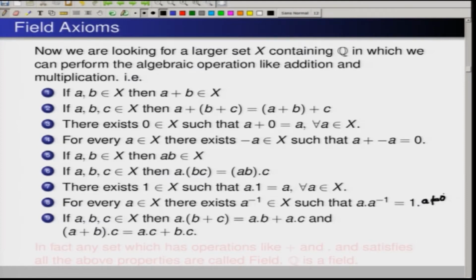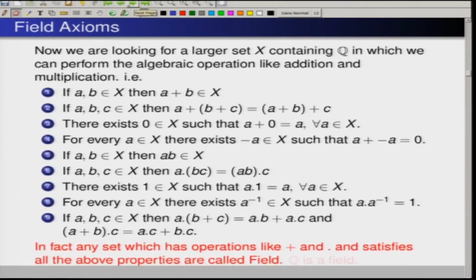and now we have two operations, one is addition and one is multiplication. So, addition and multiplication should respect each other. a into (b plus c) is equal to a into b plus a into c, that is the distributive law, and (a plus b) into c is equal to a into c plus b into c. Now, in fact, any set which has operations like plus and dot multiplication and satisfies all the above properties, we give it a name, we call it a field. As we can see, in Q all these properties are satisfied. So, in some fancy words we can say that Q is a field.